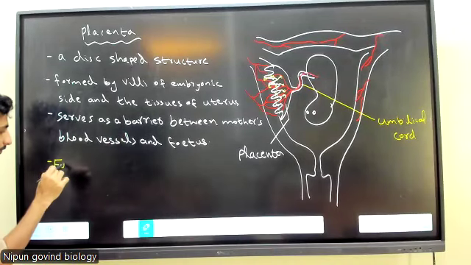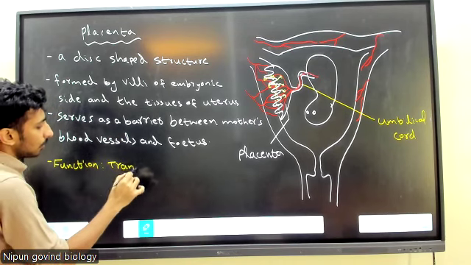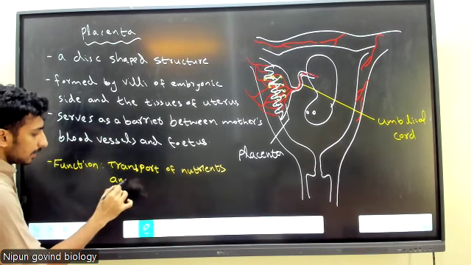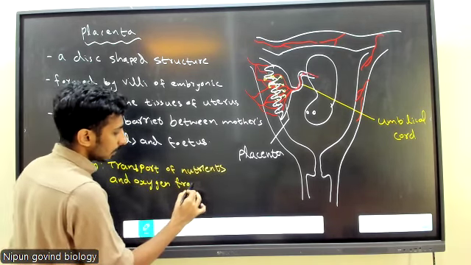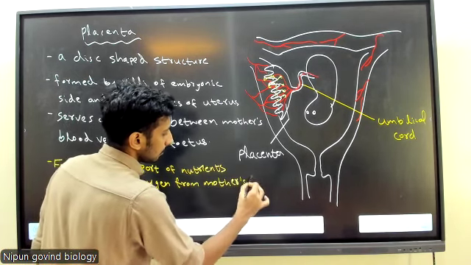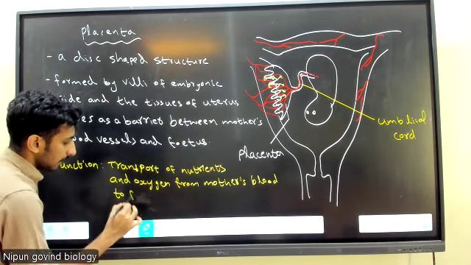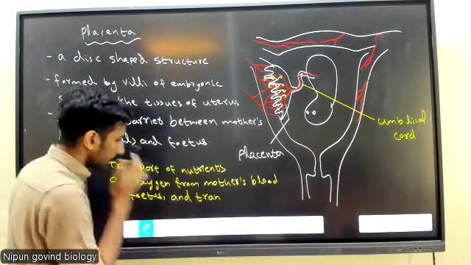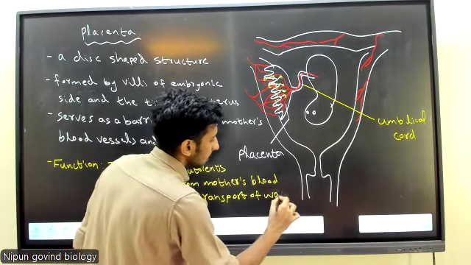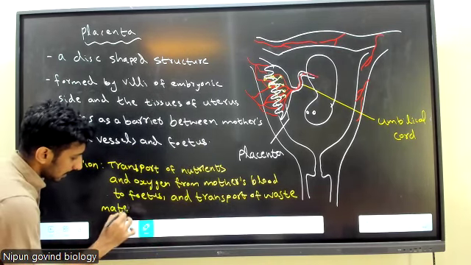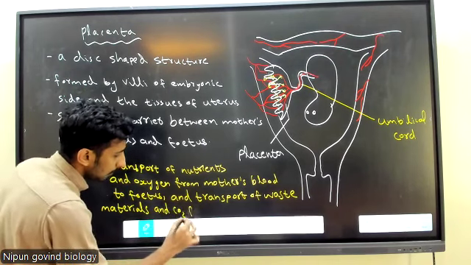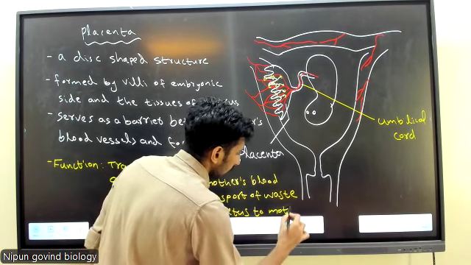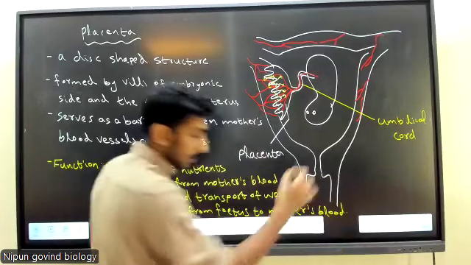Function: transport of nutrients and oxygen from mother's blood to fetus, and transport of waste materials and CO2 from fetus to mother's blood. Okay, that's it about placenta.